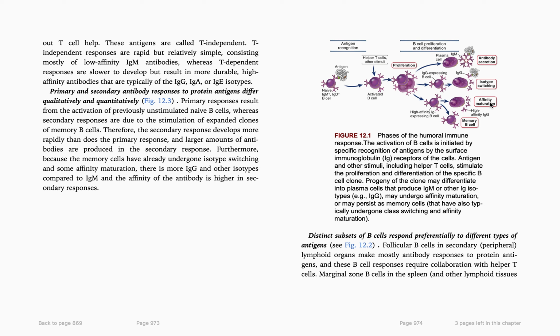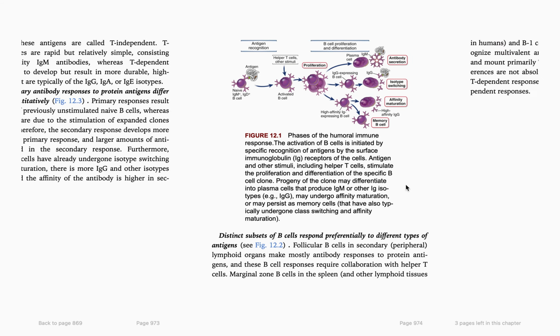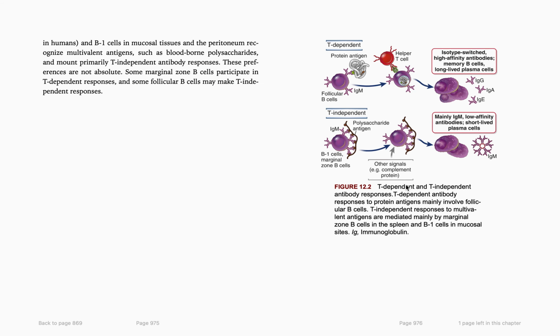Some may mature, and affinity maturation may happen. So distinct subsets of B cells respond preferentially to different types of antigen. Follicular B cells in secondary peripheral lymphoid organs make mostly antibody responses to protein antigens, and these B cell responses require collaboration with helper T cells. Marginal zone B cells in the spleen and other lymphoid tissue in humans, and B1 cells in mucosal tissue and the peritoneum, recognize multivalent antigens such as blood-borne polysaccharides and mount primarily T-independent antibody responses.